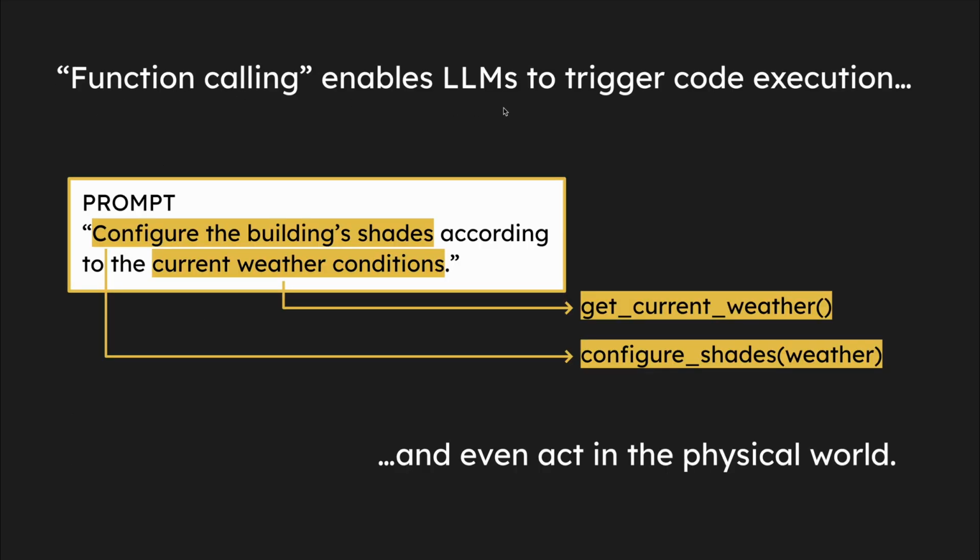Function calling is essentially a way for large language models to trigger code execution. And that means for us, for spatial designers, architects, and computational designers, how can we get large language models and other modern AI to act in the physical world? So here, there's a prompt: configure the building's shades according to the current weather conditions.